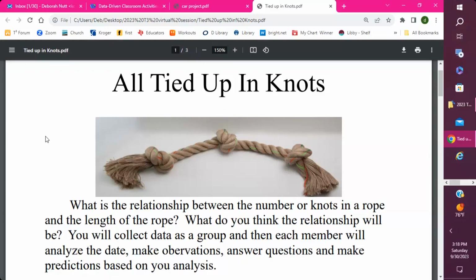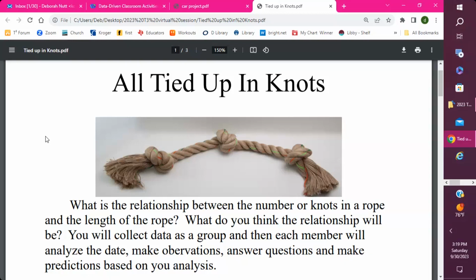So this first activity is called All Tied Up in Knots. I've done it in my Algebra 1 class, at the end of the linear chapter. It is a linear idea. I've done it in my Algebra 2 classes as a review of linear. So it can be done in all different kinds of classes. The idea behind it is to look at the relationship between the number of knots in a rope and the length of the rope.